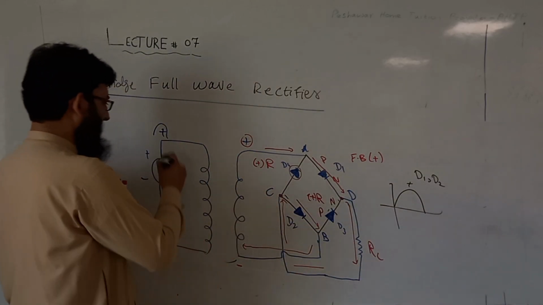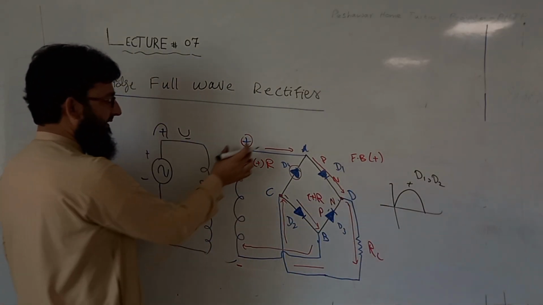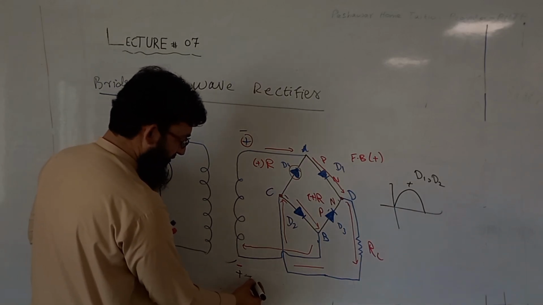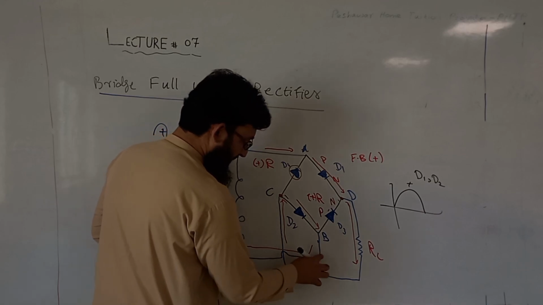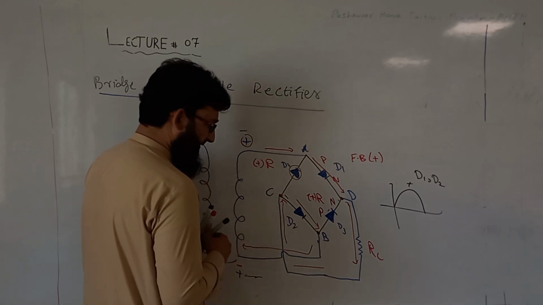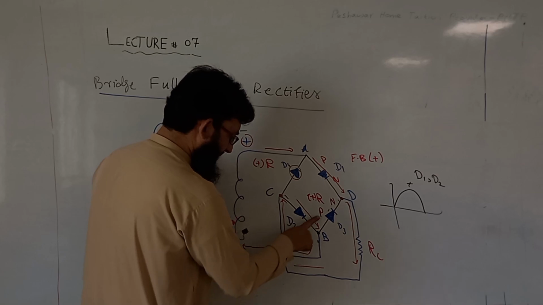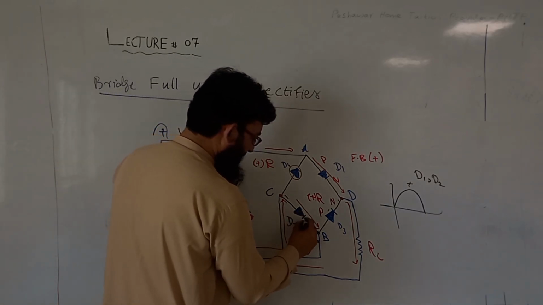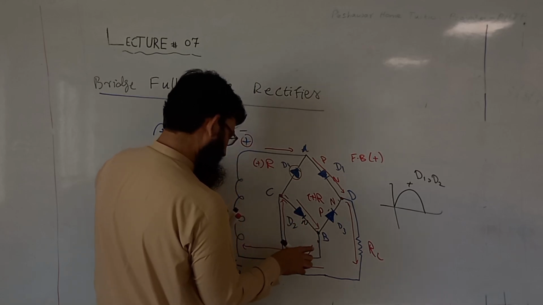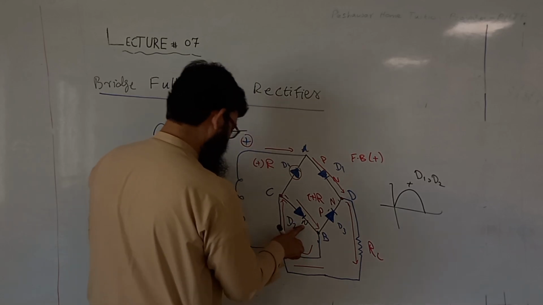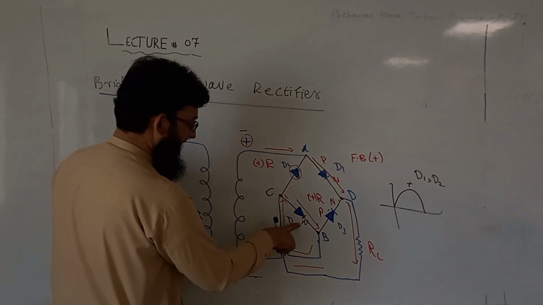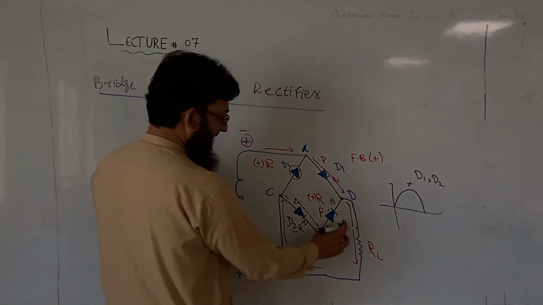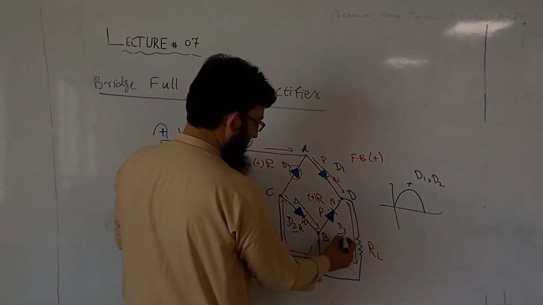Now for the negative half cycle, what will happen? This positive will become negative and this negative will become positive. Now current will flow from positive towards point B. Here at B, if we observe, D3 is in forward bias because P of this diode is connected with positive and the N of D2 is connected with negative. So N is directly connected with positive, so D2 is in reverse bias for the negative half cycle and D3 is in forward bias for the negative half cycle.